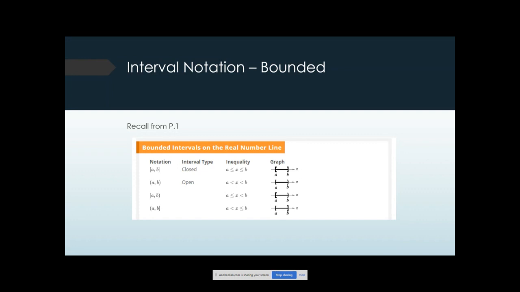Closed intervals are considered if they've got brackets on both sides. Open intervals have parentheses on both sides, and then you can have a combination of bracket and parentheses depending on the symbol.